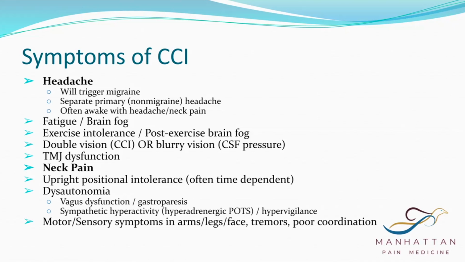There's also often a separate primary non-migraine headache. This can present like a trigeminal autonomic cephalalgia, an occipital neuralgia. It can take on different qualities, and we really want to qualify what's going on in terms of what that headache feels like, what it acts like, what triggers it, and understand that. There can also be changes in CSF pressure, and you might have pressure-related headache with CCI.